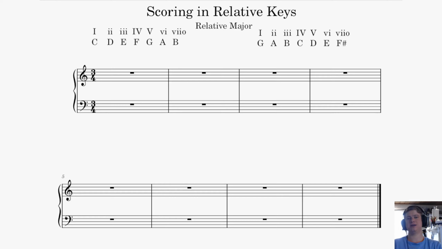And here we are again, starting in C major for this. And we see C major on the left with the Roman numerals correlating with each chord, and of course being in the major scale. Then on the right side, we see G major.